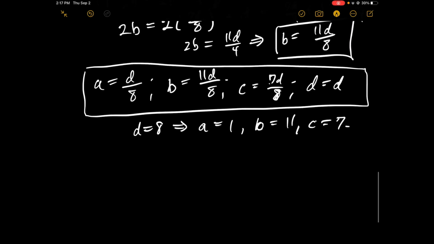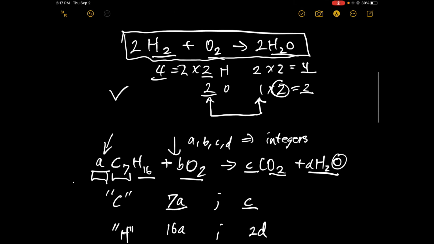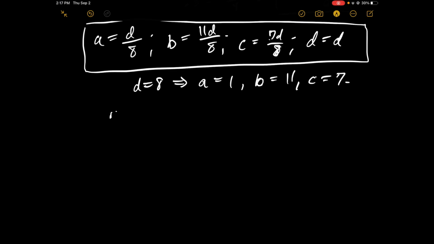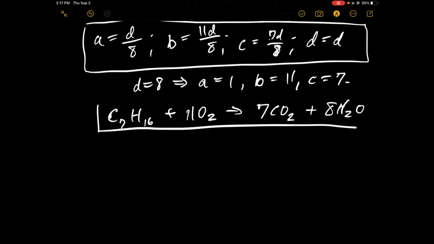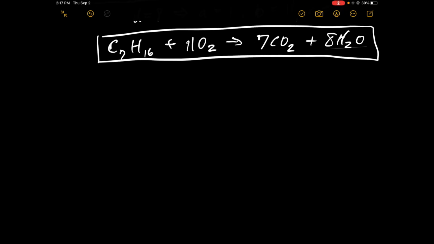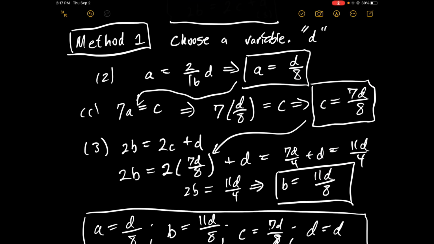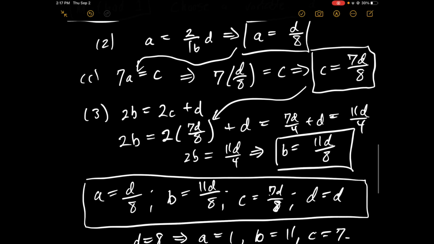And therefore, since we know A, B, C, and D are coefficients in front of this chemical equation, we get C7H16 plus 11O2, which yields 7CO2 plus 8H2O. And that is our final answer. Great. Alright, so this is basically how the first method works. As you can see earlier, it was really just a series of substituting and simplifying equations and making it in terms of only one variable, as I've shown you here.